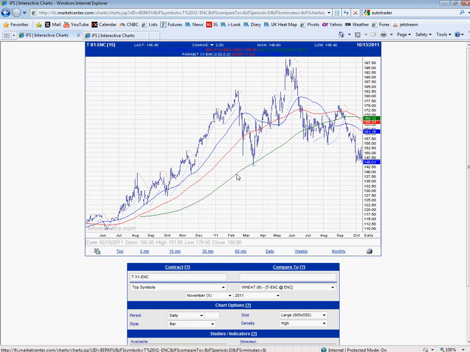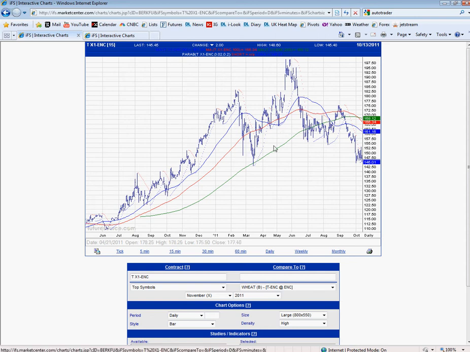As usual, we've got the 200-day moving average in green indicated here. We've then got the 100-day moving average indicated in red, and in blue here we've got the 50-day moving average. I've just laid these on to see, now that we've had this recent fall down to test the support here of 145, how this has affected all these moving averages.